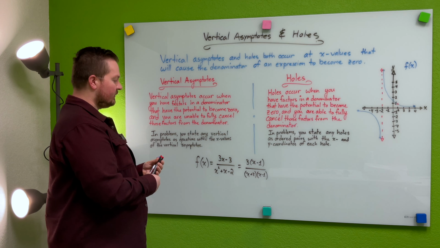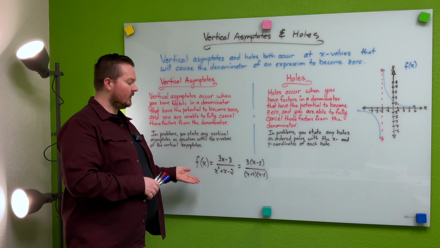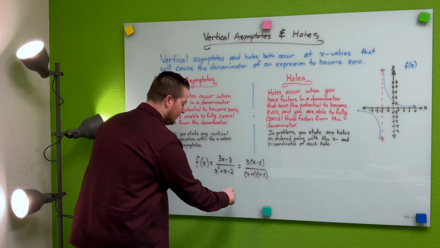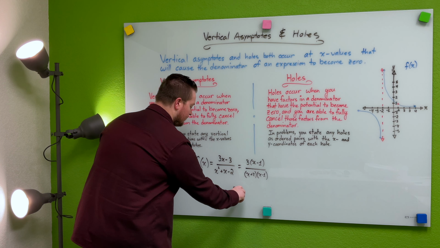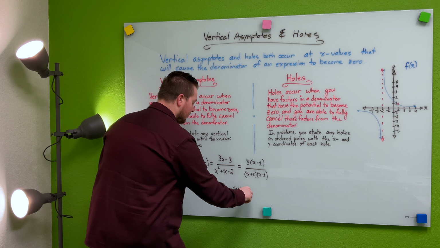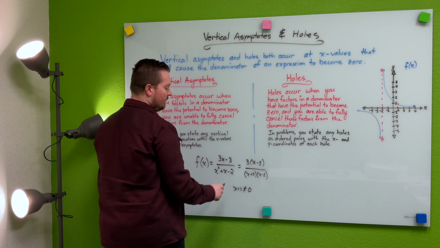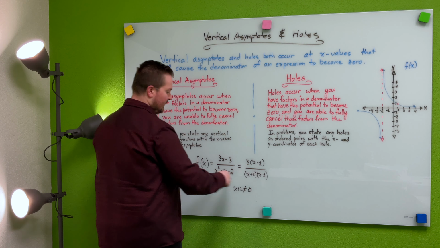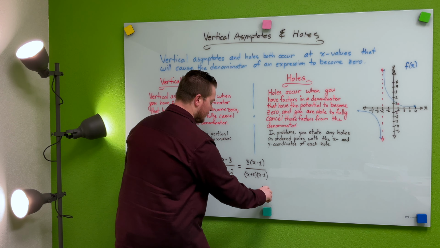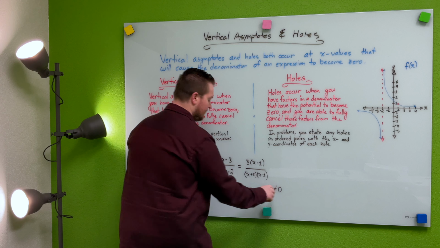Now, to figure out what x values are restricted, what x values we are not allowed to use in this function, we can set each of these factors equal to 0. So we're going to say x plus 2 is not allowed to equal 0, because if this factor equals 0, then 0 times anything becomes 0. Separately, we'll take this factor, x minus 1, and say that is not allowed to equal 0.